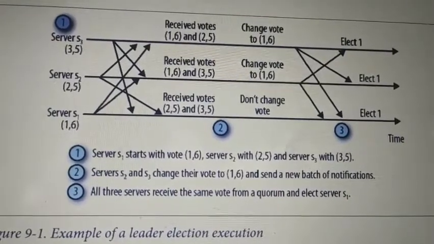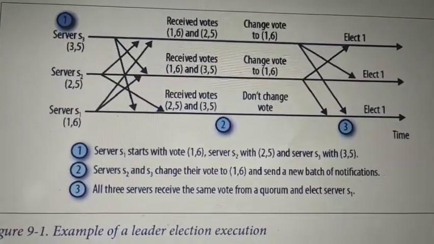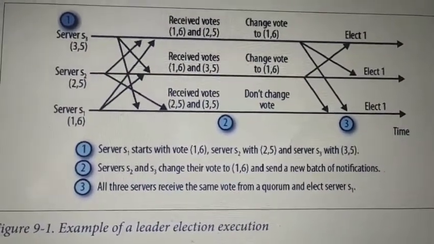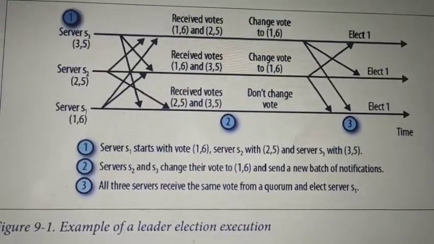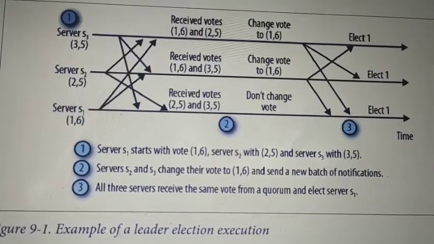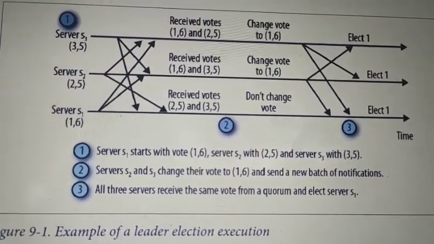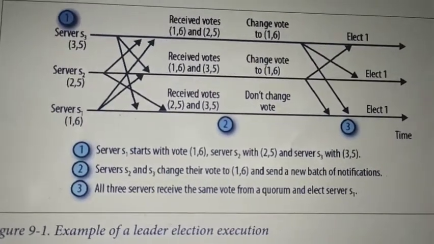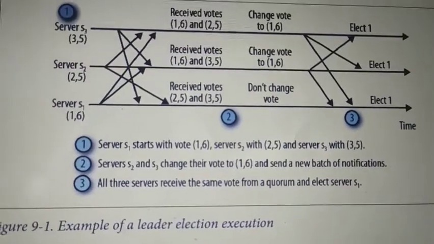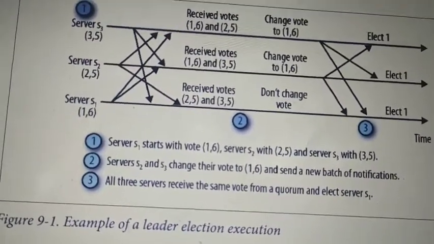So this is the one. Server 1, server 2, server 3. Server 1 has ID 1 and transaction 6. It has the highest number of transactions. So what happens is each server will be propagating its vote. When it receives a vote, it checks whether this transaction ID is greater than mine. If yes, it will change its value and propagate the vote. Say 1, 6 is propagated by 6.